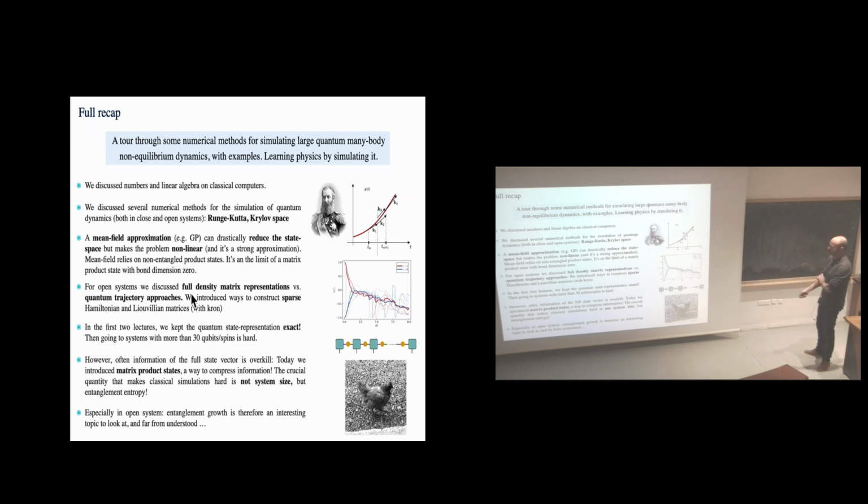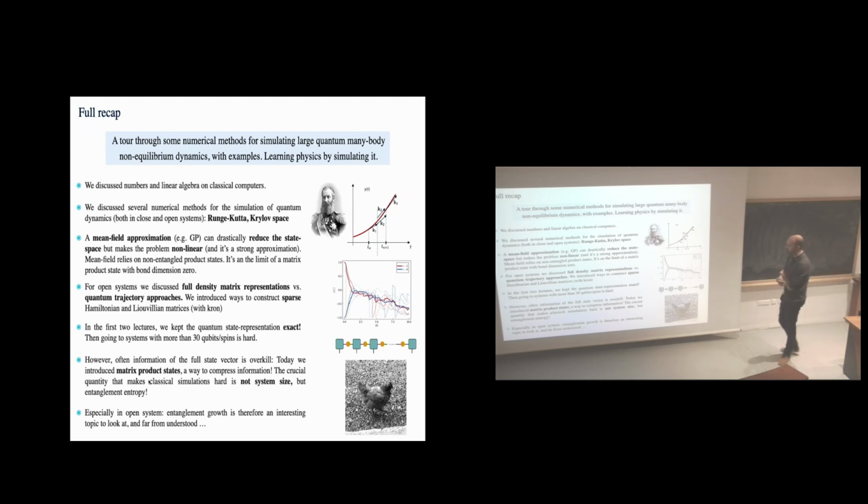We also discussed how to do open systems, either linearizing a full density matrix or doing this quantum trajectory evolution approach. We also discussed how to construct these Liouvillian matrices, for example. And in the first two lectures we were really staying in this exact regime. So if you want to keep your full state, all of the information, even if you don't need it, then you can do something like 30 qubits on just a classical computer. But of course, the information in a state is just overkill.